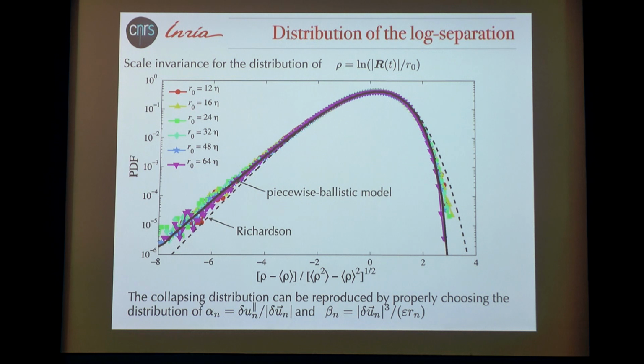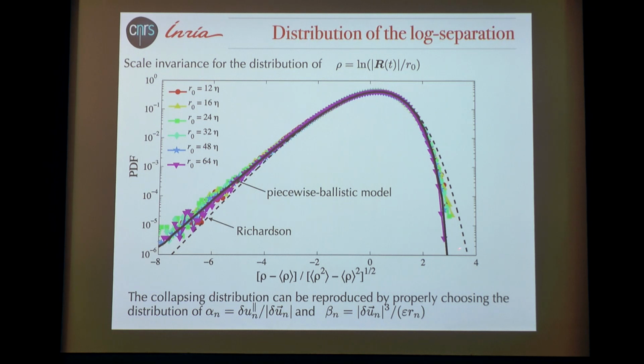Now that we propose this other scenario, telling us that it's the distribution of log of R which is important, and not the distribution of R squared divided by T cubed, what we have done is to show the distribution of separations between tracers this time in terms of the log variable instead of taking R to some power. What you see now is that the data corresponding to different initial separations collapse better on top of each other. Of course there are some deviations in the tails.